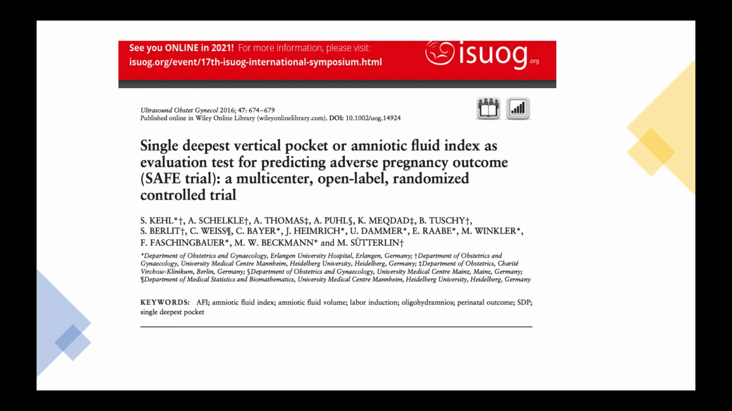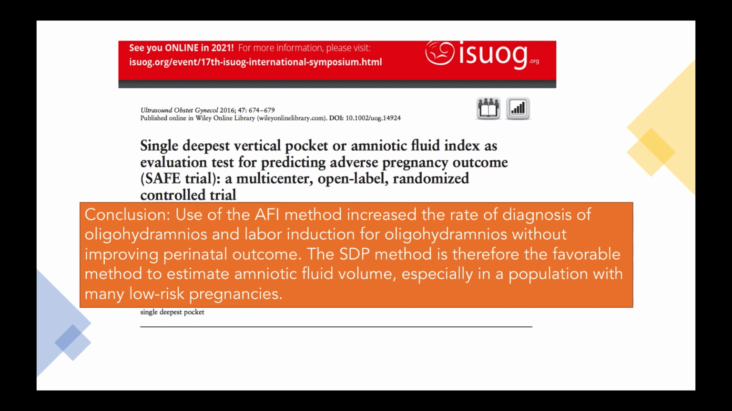Now, here is a published study. This is actually a randomized controlled trial that compared the SDP and the AFI as evaluation tests for predicting adverse pregnancy outcomes, and this is called the SAFE trial. This study concluded that the use of the AFI method increased the rate of diagnosis of oligohydramnios and labor induction for oligohydramnios without improving perinatal outcome. And so the SDP method is therefore the favorable method to estimate amniotic fluid volume, especially in a population with many low-risk pregnancies. This is also the reason why most OB-sonologists prefer using the SDP method in measuring amniotic fluid volume.